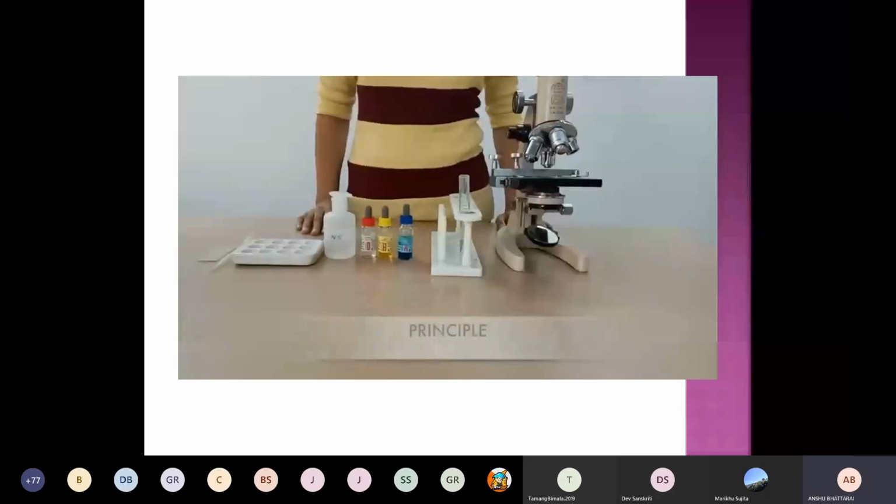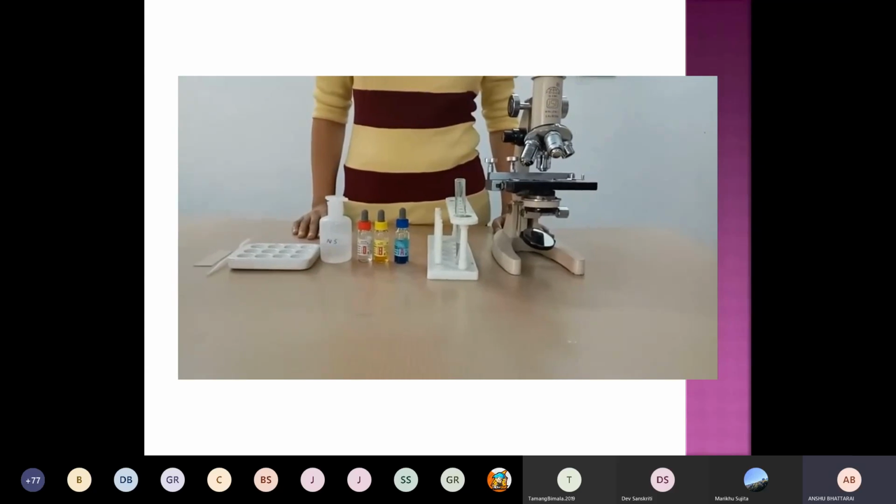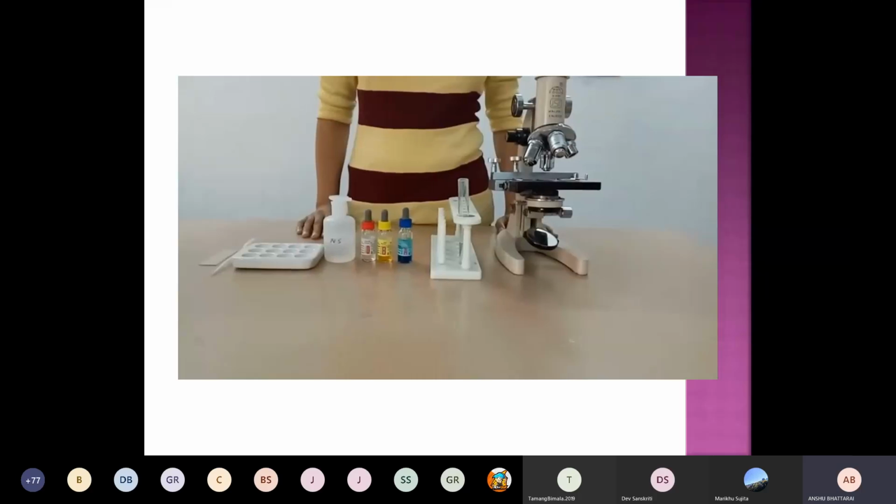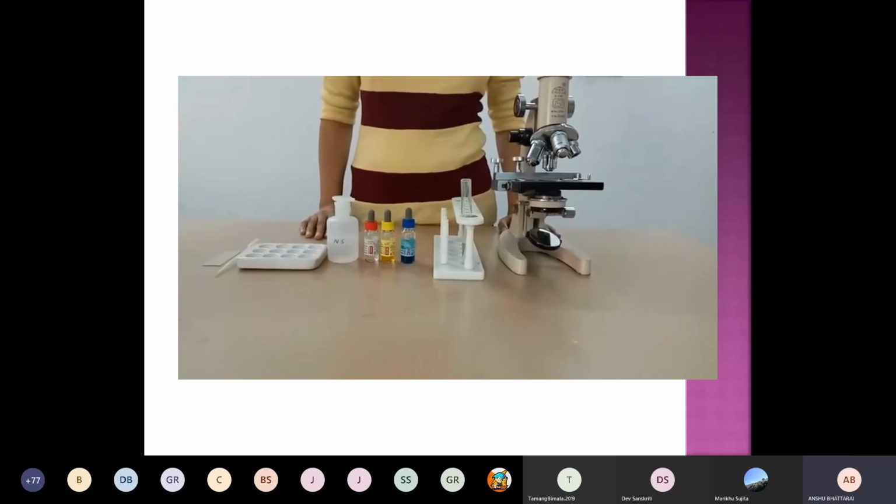Principle: RBCs contain different types of antigen, also known as agglutinogens, and plasma contains antibodies known as agglutinin. Red blood cells are allowed to react with commercially available agglutinin.